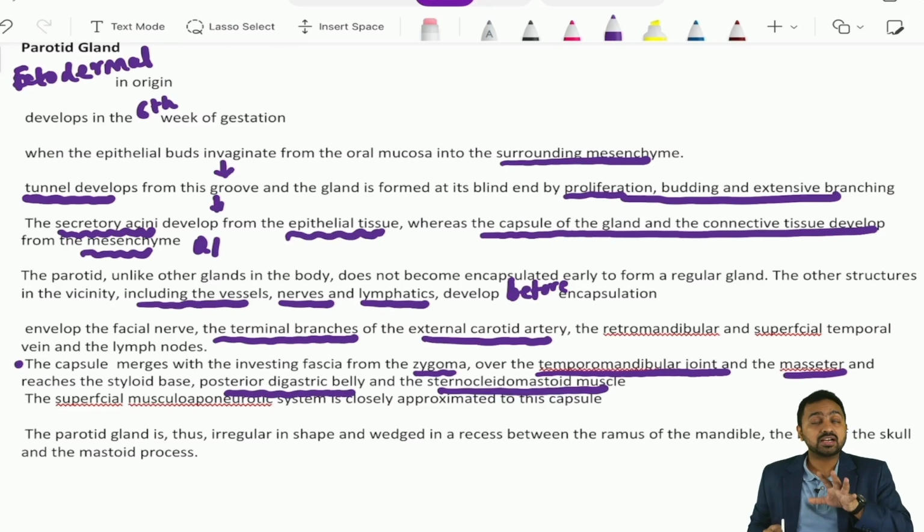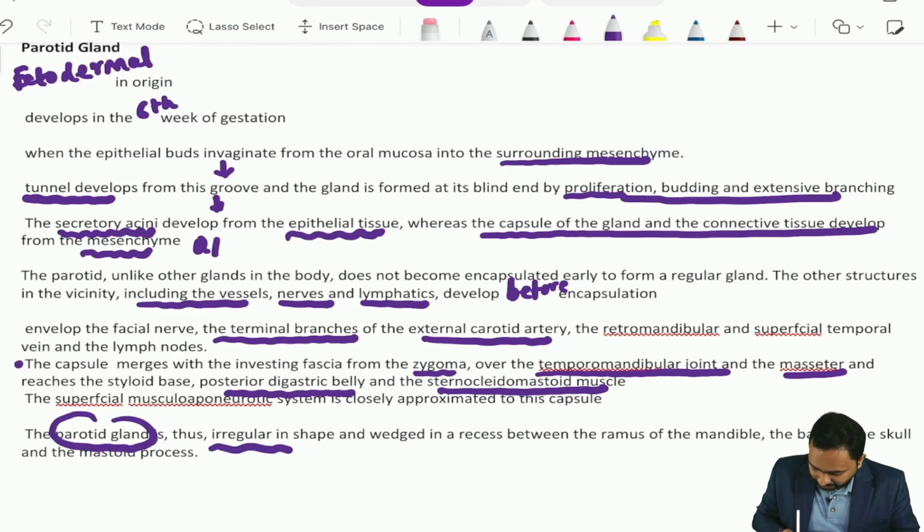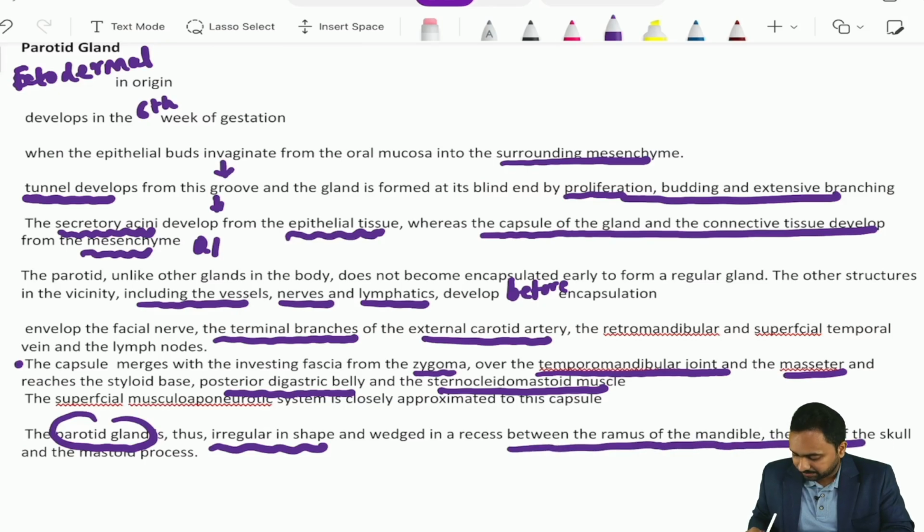Now, the superficial aponeurotic system is also closely approximated to this capsule. Why are we dealing with so much detail of this capsule? Because of this formation process of the capsule and its involvement, the parotid gland is irregular in shape and wedged in a recess between the ramus of the mandible, base of the skull and the mastoid process. So, it is the attachments of this capsule which make the parotid gland irregular in shape.